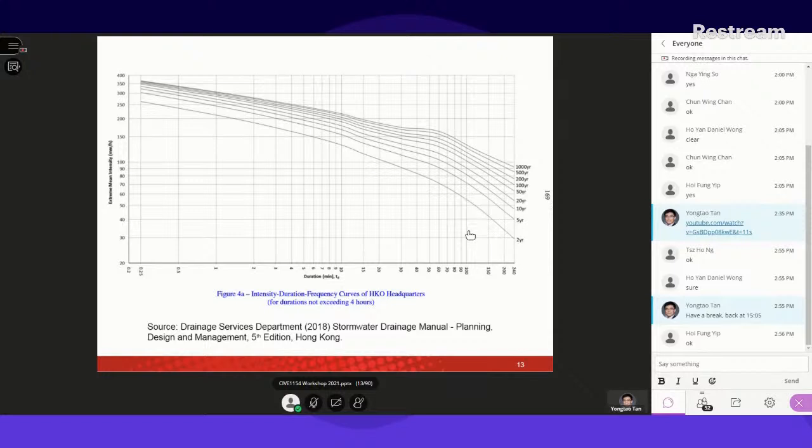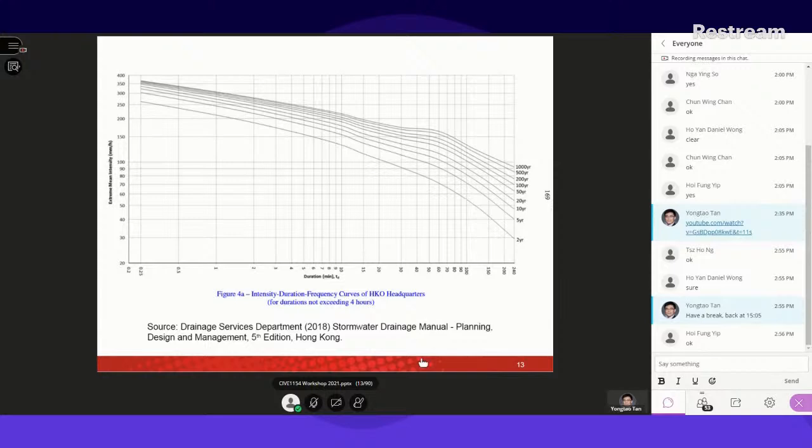So this is the IDF curve. IDF curve is actually very important for the design storms, for planning and design of the storms, and also very important for flood predictions and flood evaluations, and also calibrations. Okay, so this is the IDF curve.